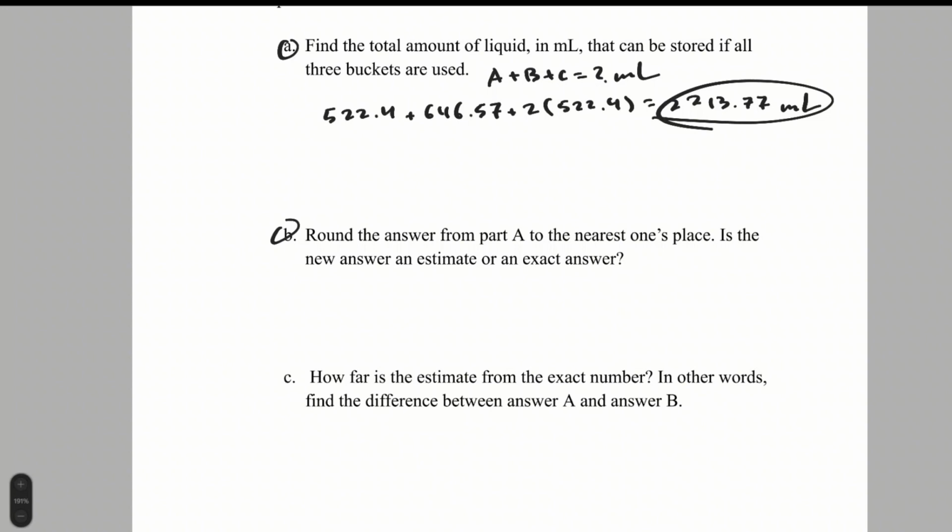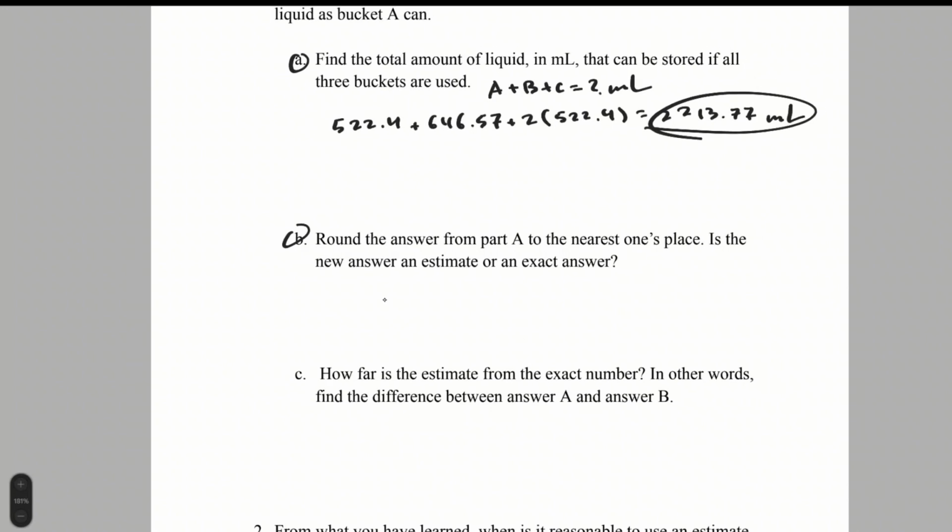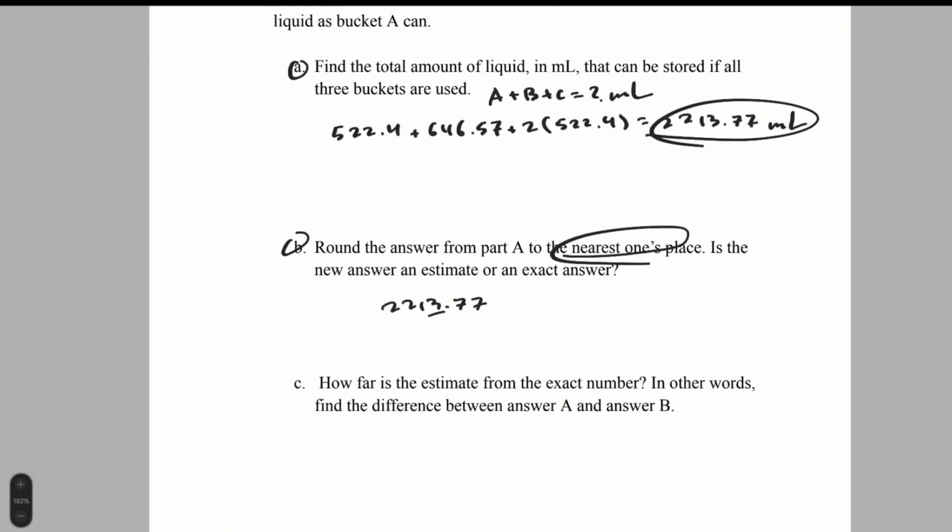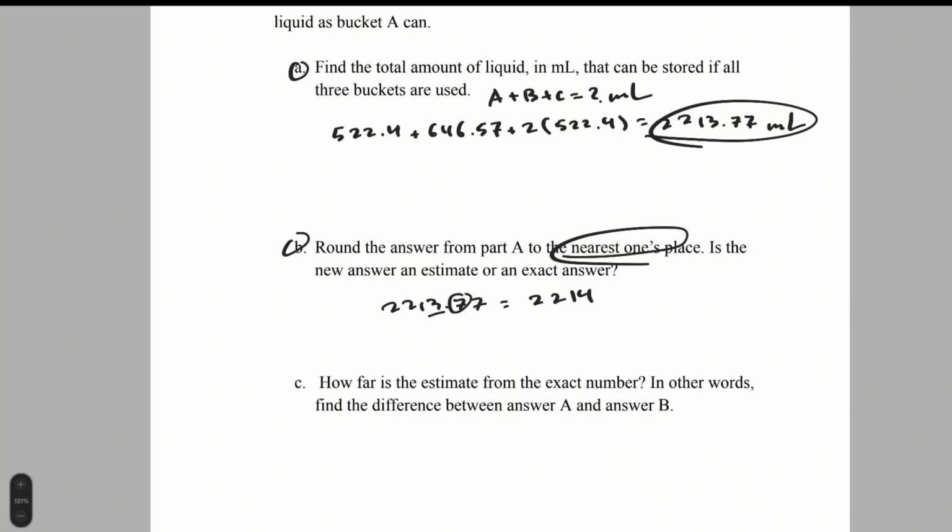All right, so B, round the answer from part A to the nearest ones place. Is the new answer an estimate or an exact answer? All right, so our answer from part A is 2,213.77. And we are going to round it to the nearest ones place. So ones place here. So this will become 2,214 since this number right here behind the ones digit is greater than 5. And this is actually an estimate because like we said before, rounding a value from the original value will lead to an estimated number.